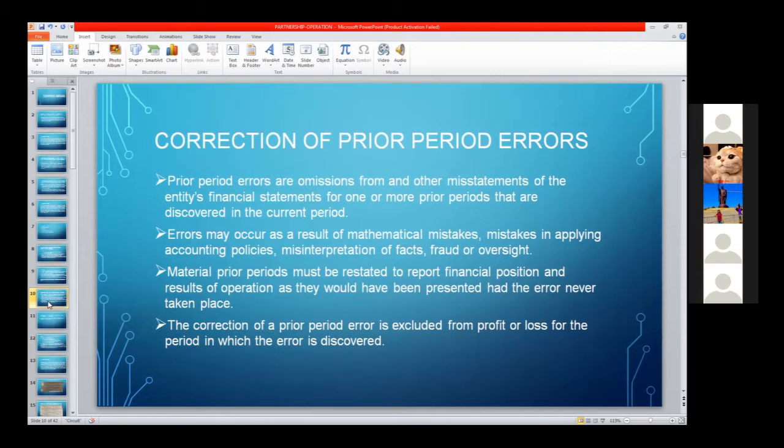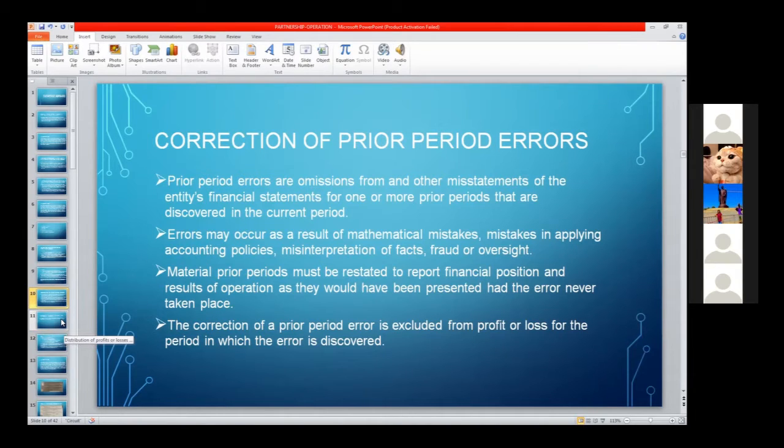Pag sinabi mo prior period errors are omissions from and other misstatements, yun yung errors na may nakalimutan kang i-record nung earlier periods and then for the current period mo lang siya na-discover. Then material prior period errors must be restated to report financial position and results of operation as they would have been presented had the error never taken place. The correction of a prior period error is excluded from profit or loss for the period in which the error is discovered.